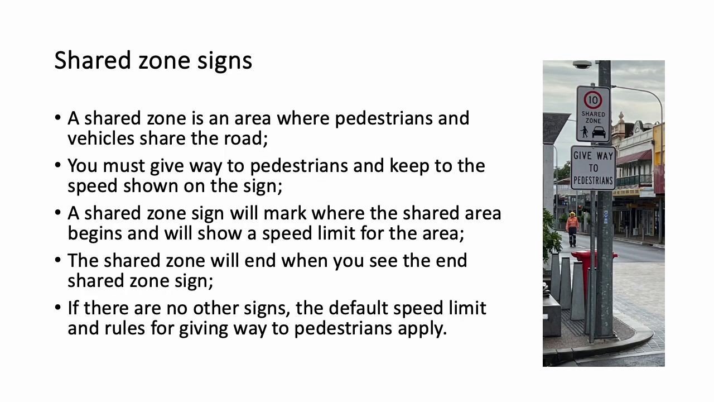A shared zone is an area where pedestrians and vehicles share the road. You must give way to pedestrians and keep to the speed shown on the sign. A shared zone sign will mark where the shared area begins and will show a speed limit for the area. The shared zone will end when you see the end shared zone sign. If there are no other signs, the default speed limit and rules for giving way to pedestrians apply.